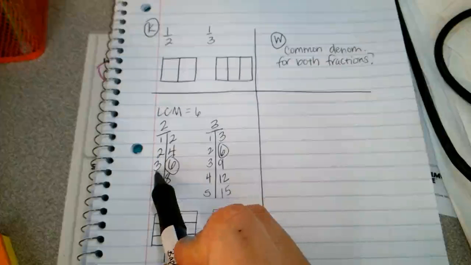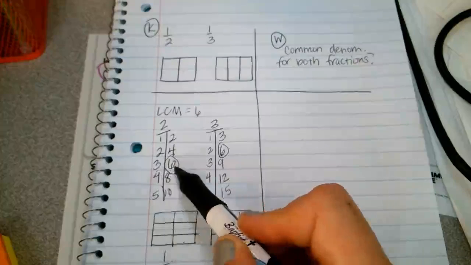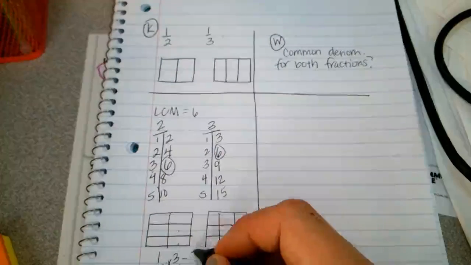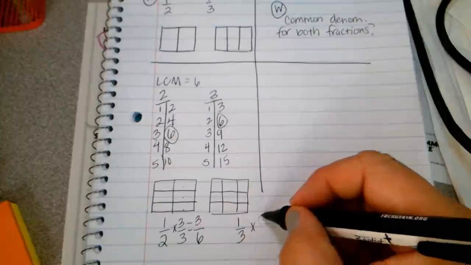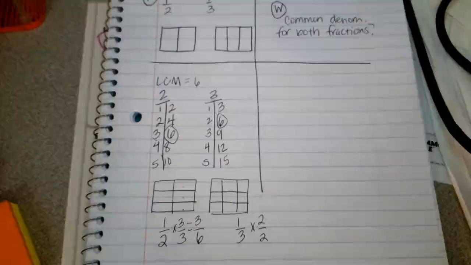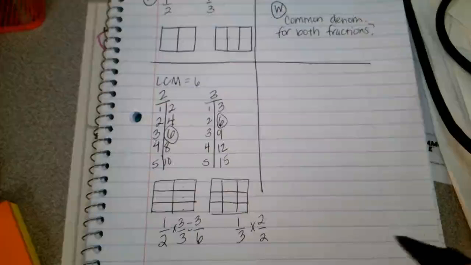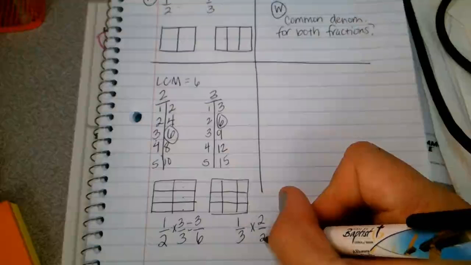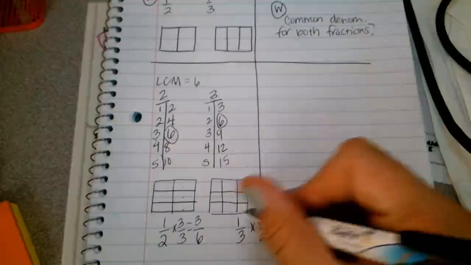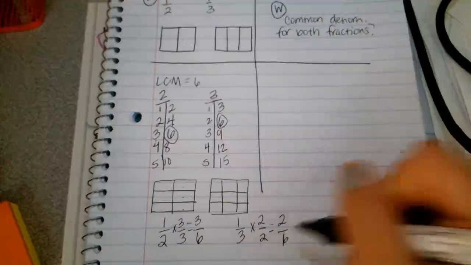Then I'm going to take this original fraction of 1/3. If I look here, where I have my 3's, I multiply 3 times 2 to make 6. So that means that I multiply this by 2 over 2. Remember, the same rule still applies. What you do to the top, you must do to the bottom. So that means if I've got to multiply 3 by 2 to make 6, I've got to multiply my numerator by 2 as well.